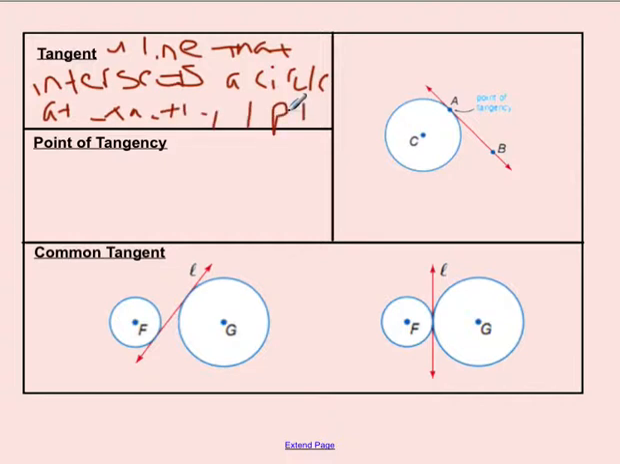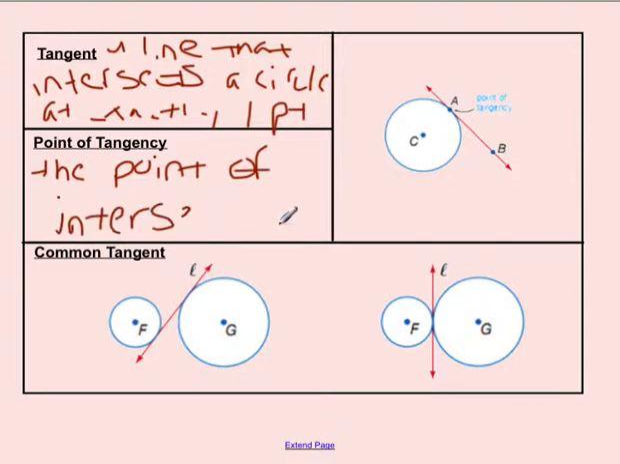Okay, so then what is the point of tangency? Well, that should kind of make sense to you. The point of tangency is the point of intersection. So let's take a look at what that looks like. Right here, A is the point of tangency. If you see that this line only hits the circle once, then it's tangent, and the point of tangency is A.